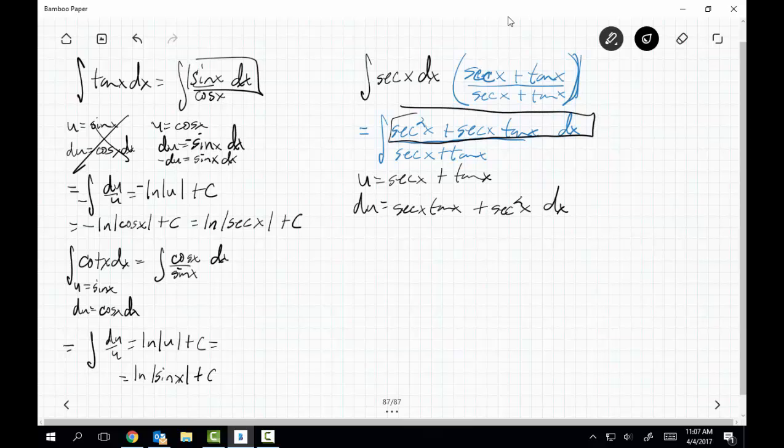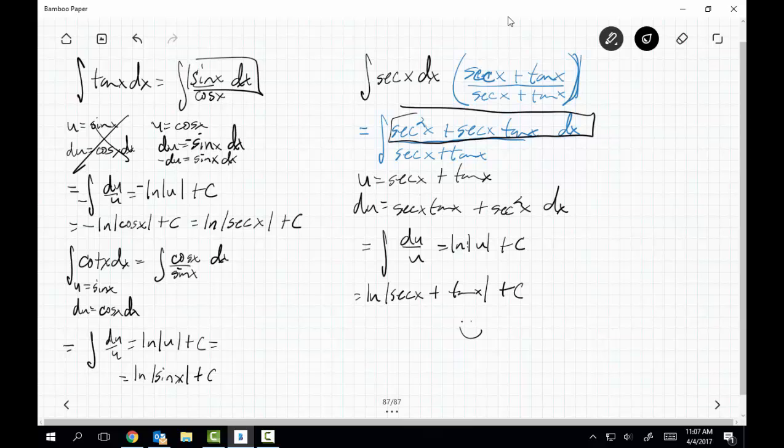And that is exactly what you want. So this turns into the integral of du over u, which is the natural log of the absolute value of u plus c, which is equal to the natural log of the absolute value of secant x plus tangent of x plus c. And guess what? You're done.